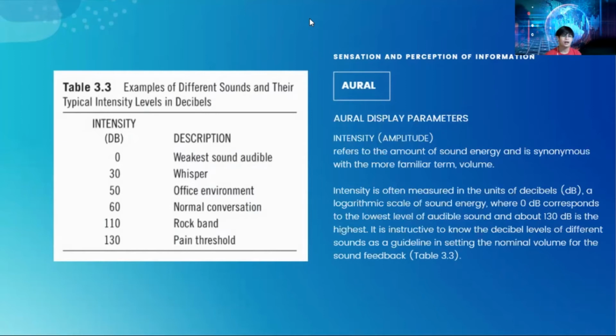So the 0 is the weakest. 30 is the whisper. 50 is the office environment. The normal conversation, 60, that is intensity. The rock band is just 110, and then again, the highest is 130. This is the pain threshold. Okay? So again, that is when we are talking about the aural display parameters or the sound.